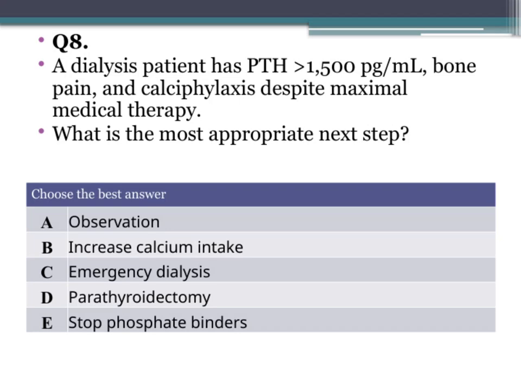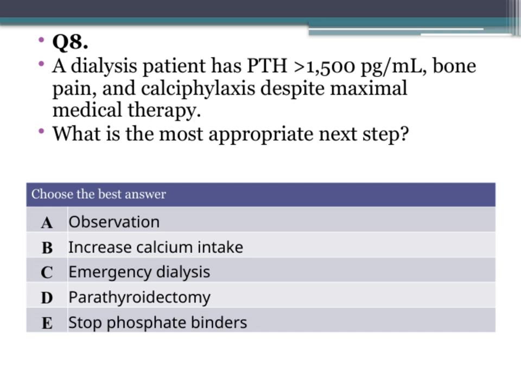All right, let's look at this case. We have a dialysis patient with a PTH level over 1,500 picograms per milliliter, which is quite high. This patient is also experiencing bone pain and calciphylaxis, despite being on maximal medical therapy. So, what does this tell us? Well, the elevated PTH indicates severe secondary hyperparathyroidism, and the presence of calciphylaxis suggests advanced vascular and soft tissue calcification. Now, considering the options, the most appropriate next step here is parathyroidectomy.